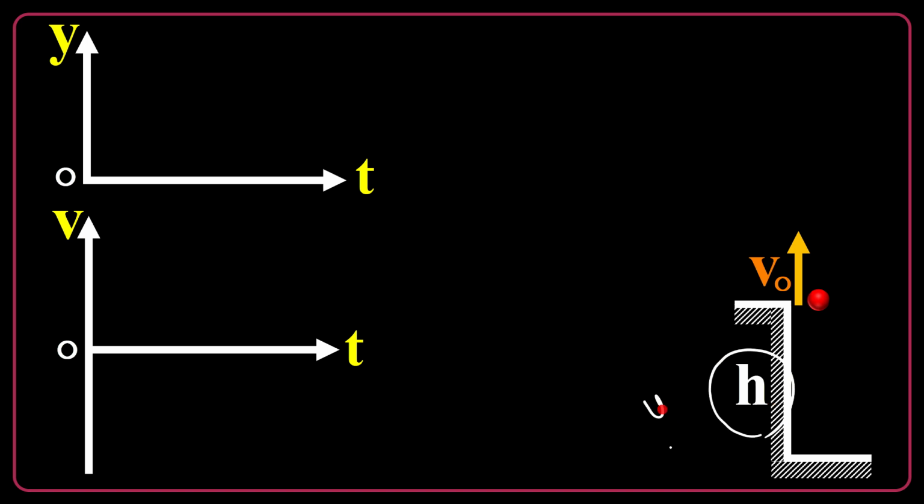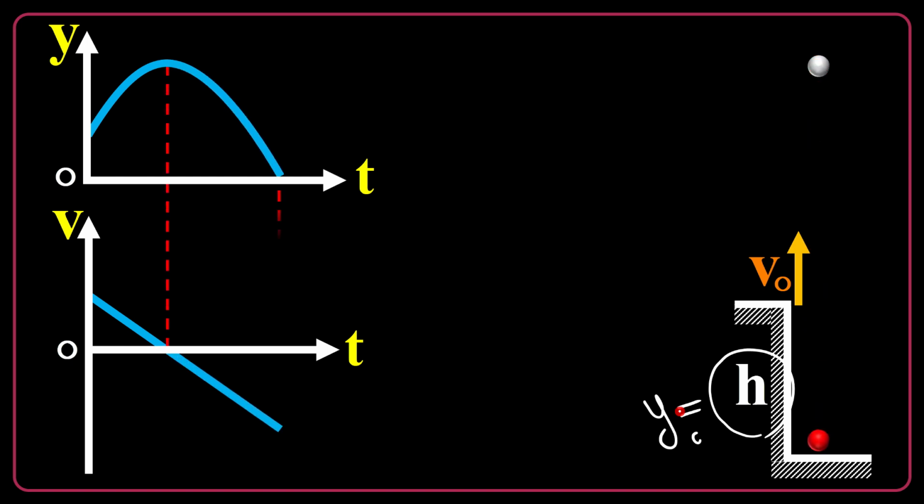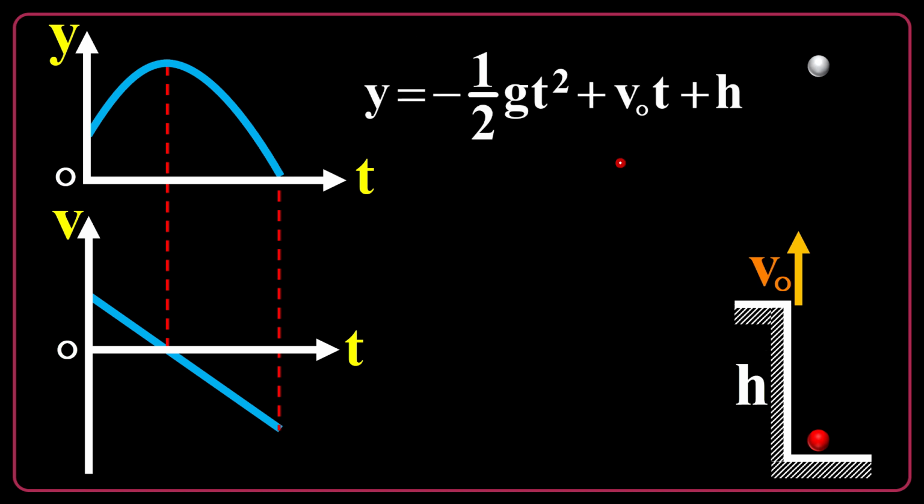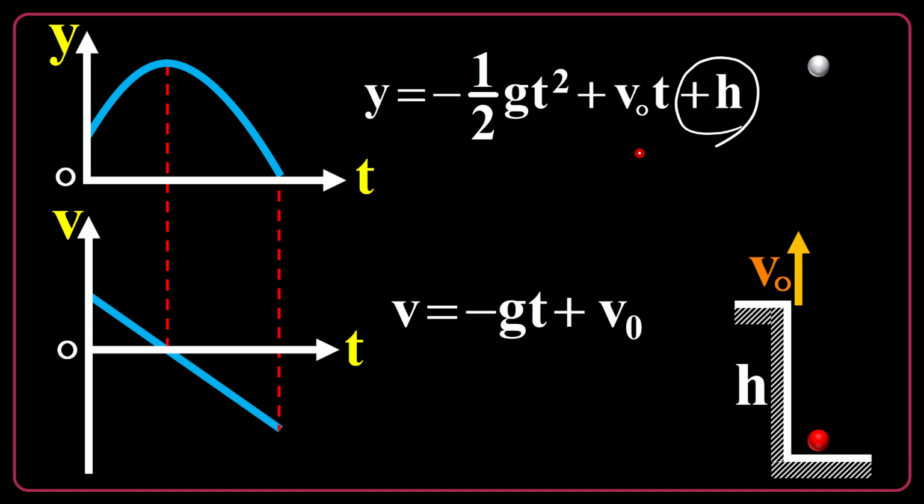The other case is when the object is thrown upward from top of a cliff. So I have y naught. It's not 0. The y-t graph will be a parabola again, starting from h here. And this is again the peak point. Nothing very special. How to write y(t)? It's very easy. y(t) is negative a half of g t squared plus v naught t plus h. H here is the y naught. And velocity is negative g t plus v naught.